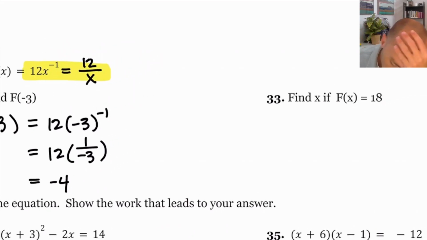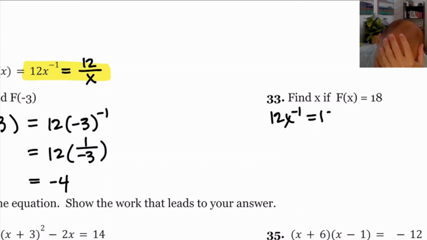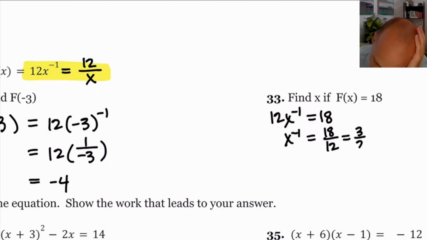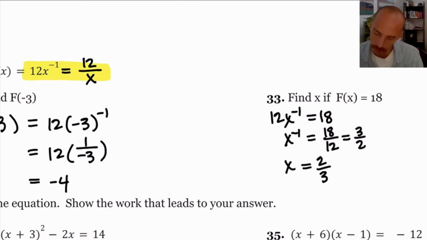Okay, so f of x equals positive 18. So f of x is 12x to the negative 1 equaling 18. Okay, divide both sides by 12. Divided by 12, those are both divisible by 6, so that's 3 over 2. And then, really what I need to do is take both sides to the negative first power, so x to the negative 1 to the negative 1, that's just x, and 3 halves to the negative 1 is 2/3.